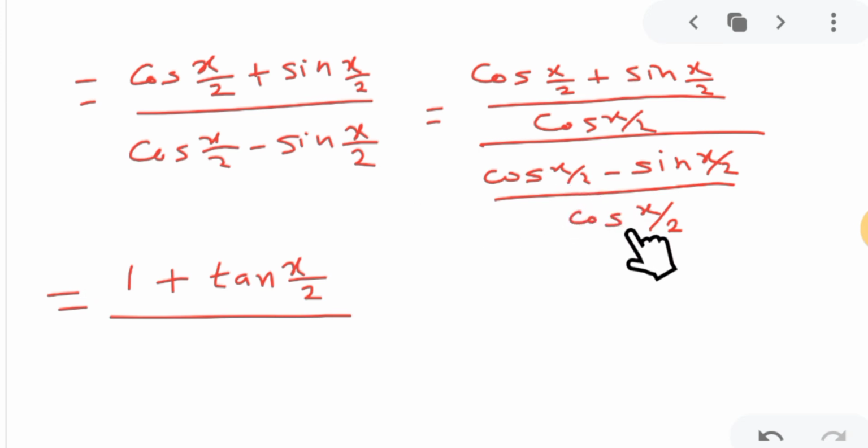Cos x upon 2 divided by cos x upon 2 will become 1 minus sin x upon 2 divided by cos x upon 2, which will become tan x upon 2, correct? Now I got 1 plus tan x upon 2 divided by 1 minus tan x upon 2. But now we will simplify a little bit because we need it in tan form. So we will use here the tan A plus tan B divided by 1 minus tan A tan B formula.